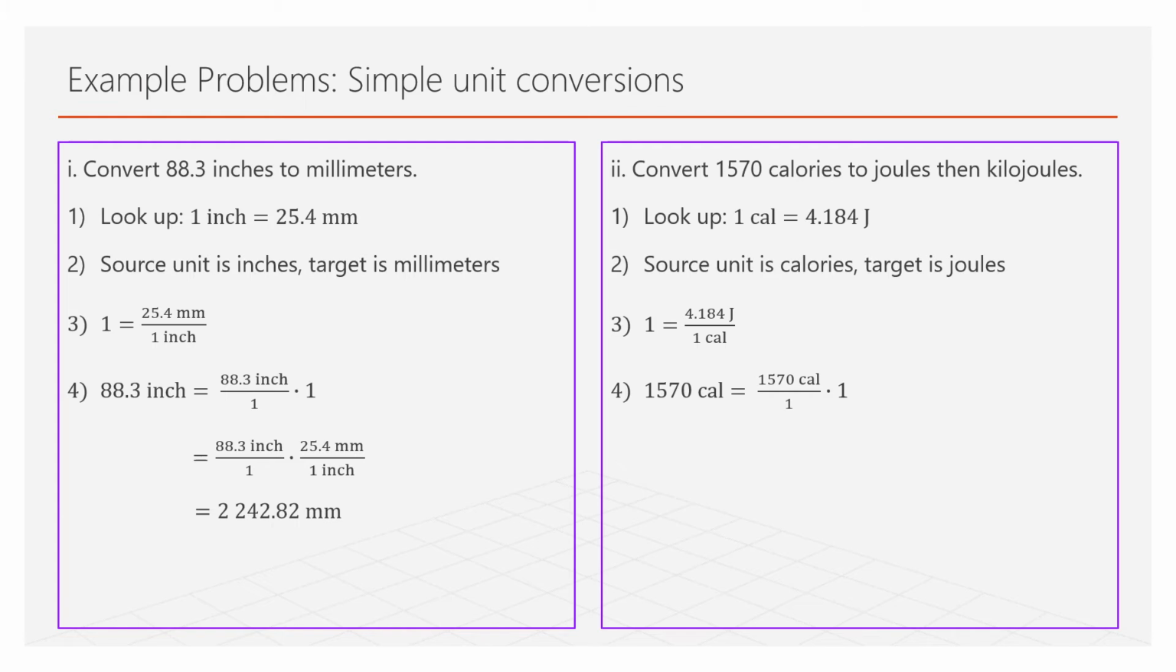And then 1,570 calories is equal to 1,570 calories divided by 1 times 1. Replace the definition of 1 in step 3 above, and we get 1,570 calories divided by 1 times 4.184 joules divided by 1 calorie. You can see that the calories cancel out, joules are left over, and after the multiplication we get that this is equal to 6,568.88 joules. We can then convert this to kilojoules by dividing by 1,000. And we get that this is equal to approximately 6.6 kilojoules.